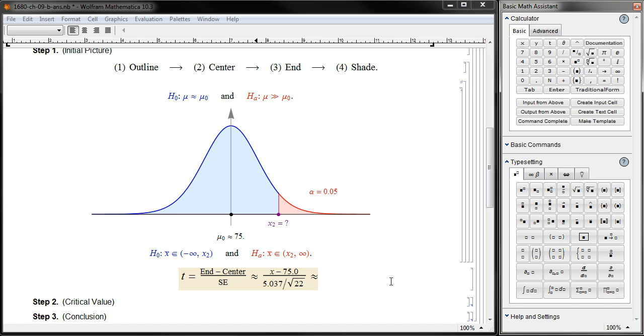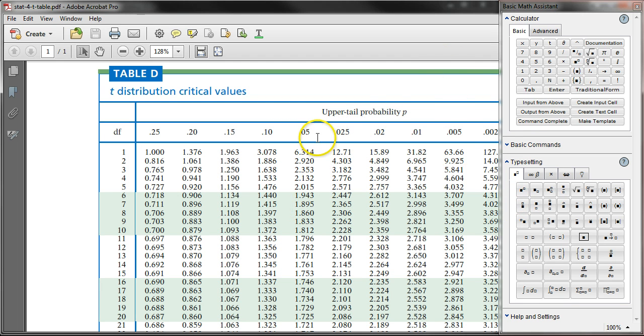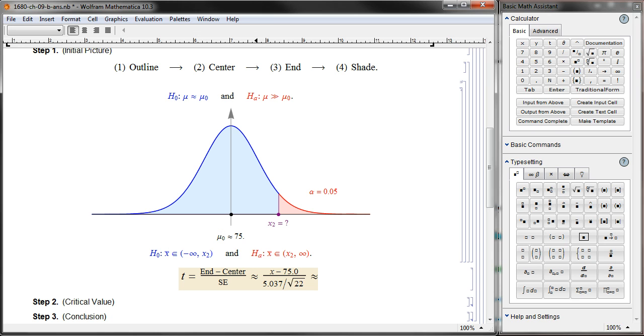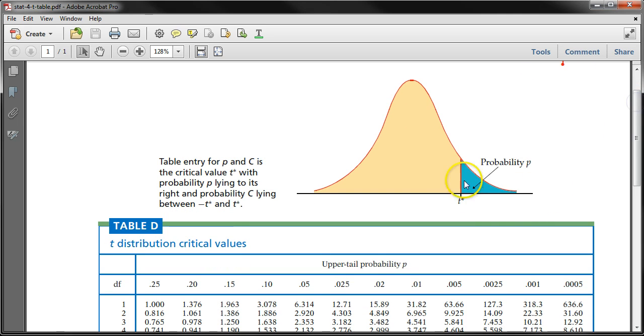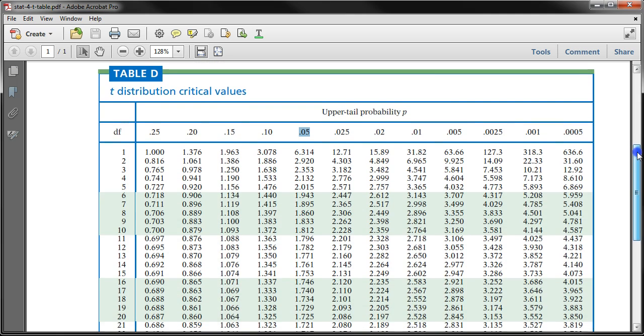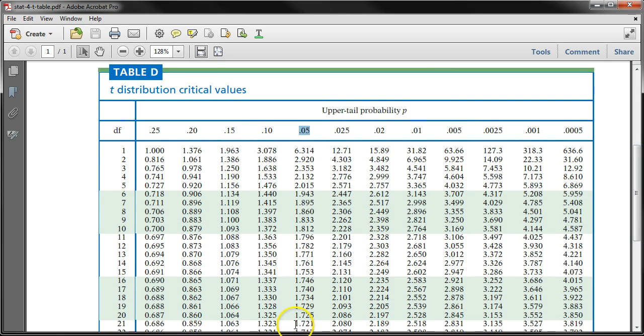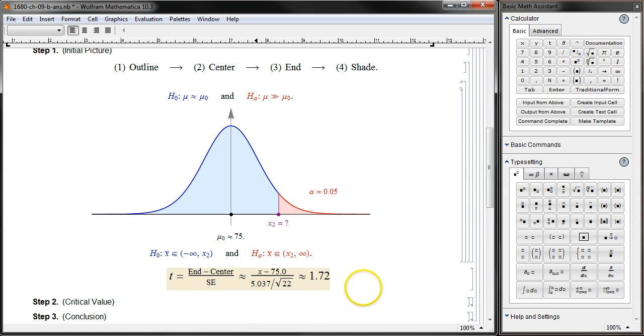So let's go to the t-curve and find the t-score associated with this 5% on the right-hand side. And here we go. This is a t-table. We need this 5% here, so we have to look at the 5% column. And we have to go down to the degree of freedom of 21. Sample size is 22, so we go down to 21, and this is a t-score of 1.721.